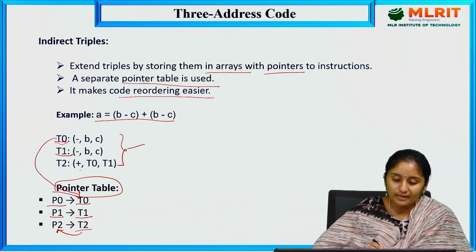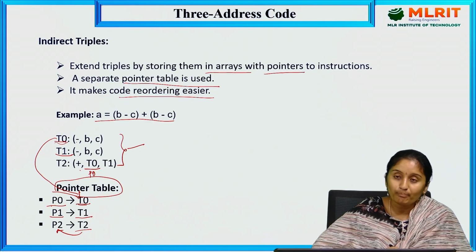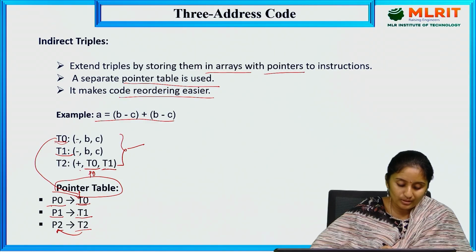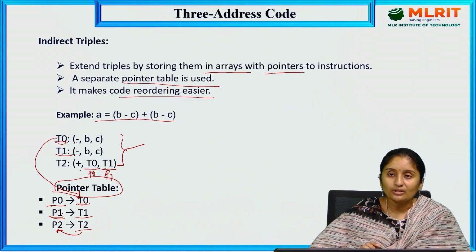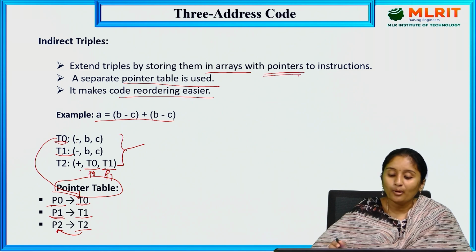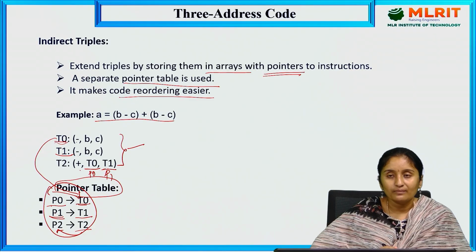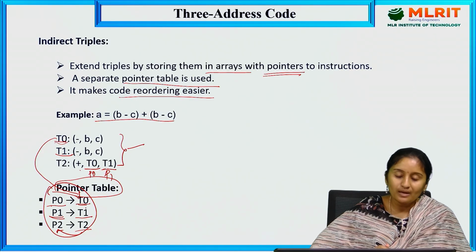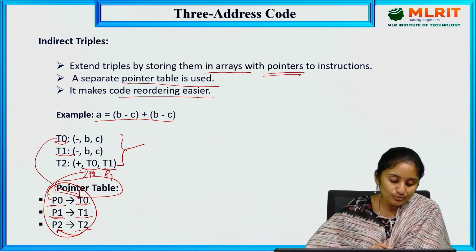So, these things we have done in the triples. Coming to indirect triples, instead of T0, I will be placing P0. Why? Because T0 is stored at the address location P0, and T1 is stored at the address location P1. That is indirect triples. In triples, we store in the indices. In indirect triples, we store with pointers, using the pointer table. The indices are stored in pointer variables, that is, some address location.